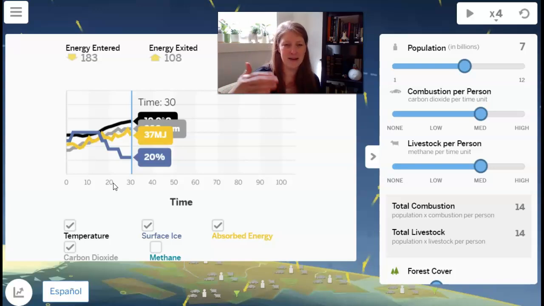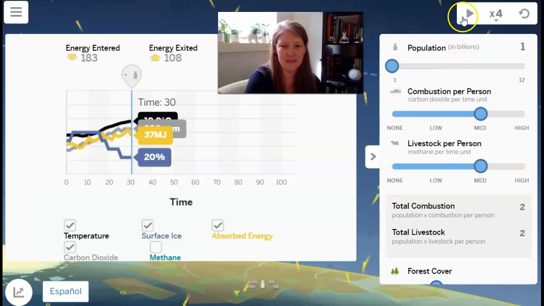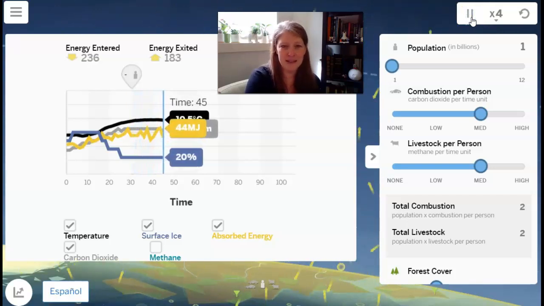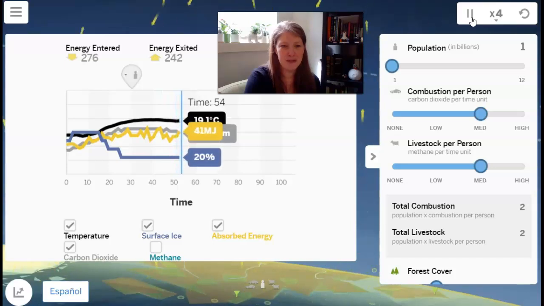Human activities have been increasing the amount of carbon dioxide in the atmosphere. Okay, so now what we're going to do is, what would happen if we just decrease Earth's population from 7 billion down to 1 billion? And I'll hit play. And we'll let this run until about 60 seconds. And we'll see what happens.